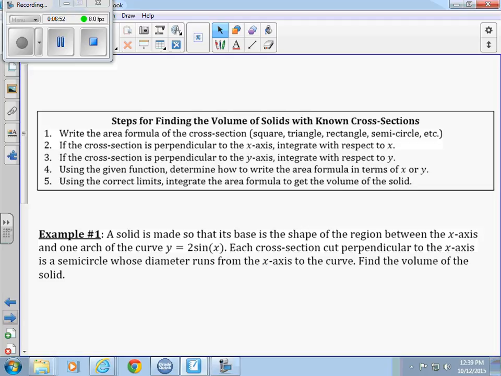Oddly shaped solids. But the thing that all of these solids have in common is that the cross sections are things that we can find the area of. So today we're going to look at things with cross sections of squares. And what would the cross section of this be? It would be a triangle, which I'll pass around so you can see that. I got another one with some squares in it.